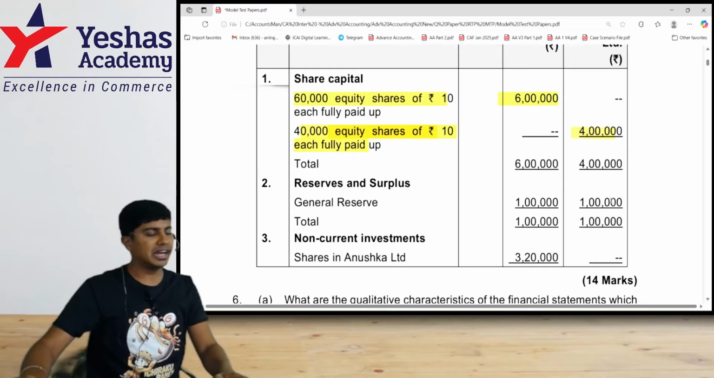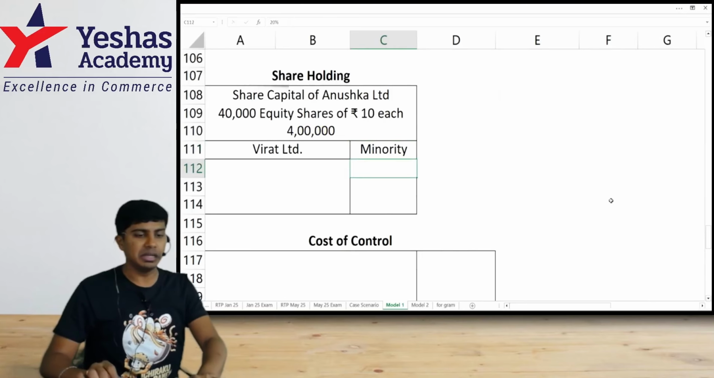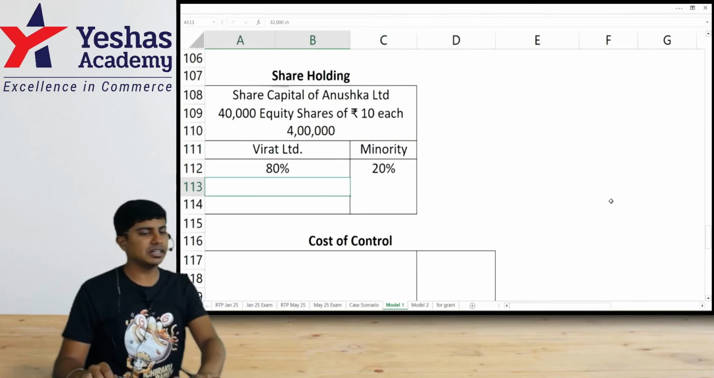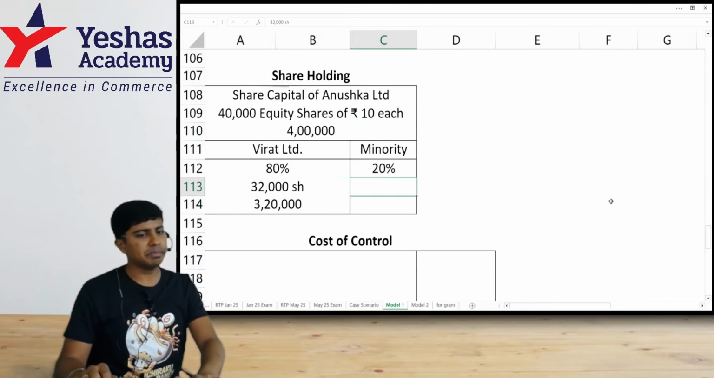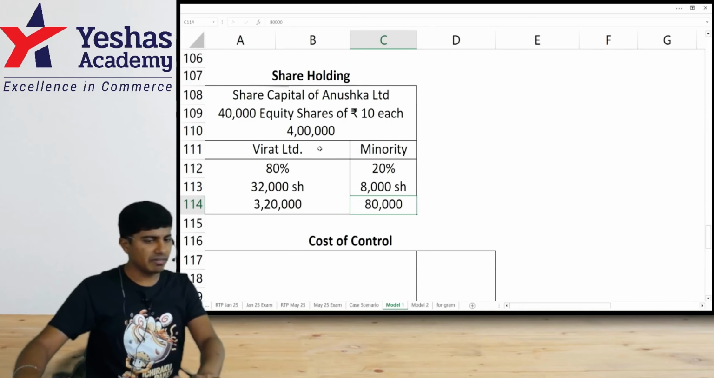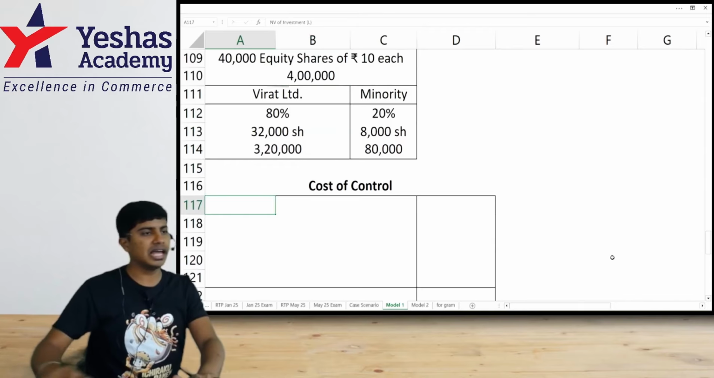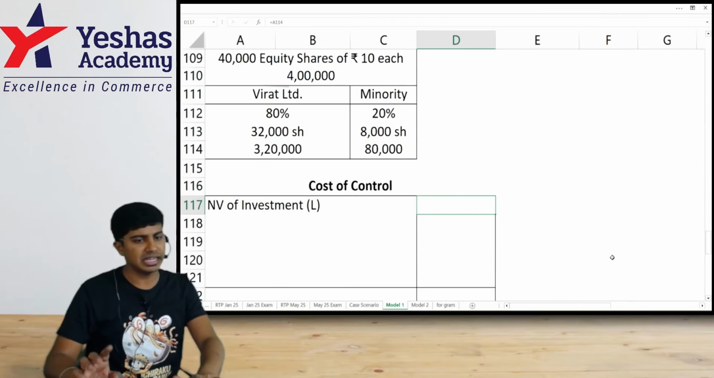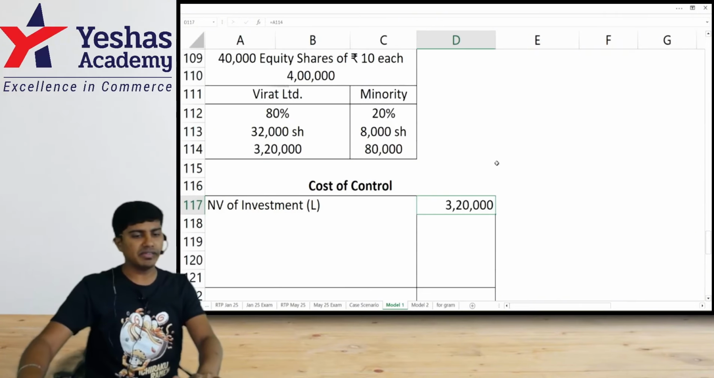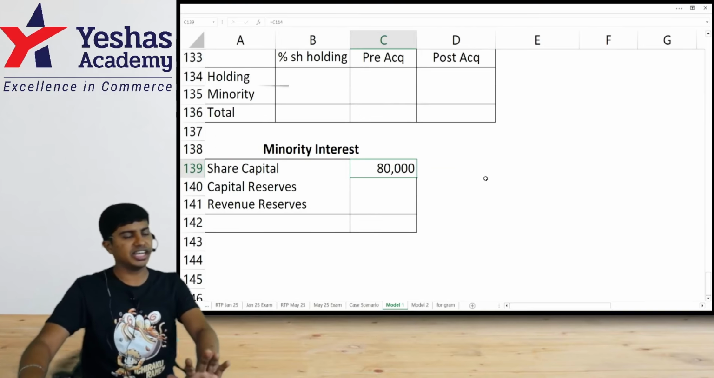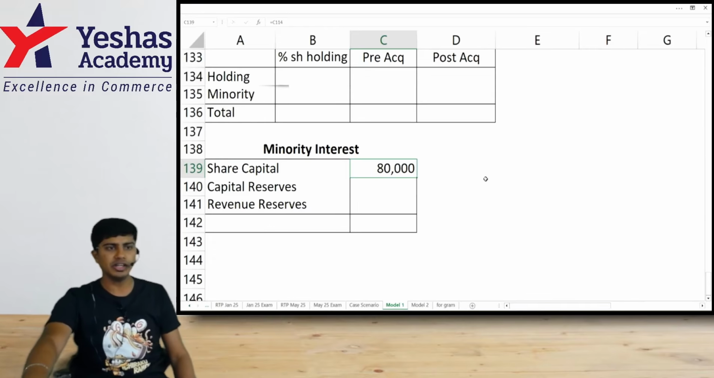We need to see how much Virat holds and how much the minority holds. Before we started reading the balance sheet, they told us Virat Limited holds 80%. So 80% is held by Virat, 20% by minority. 80% of 4 lakh is 3 lakh 20, which is 32,000 shares. 20% will be 8,000 shares, which is 80,000. This nominal value of share capital of Anushka, which is held by Virat, will come in the cost of control as nominal value of investment, 3 lakh 20. And whatever is held by minority, 80,000, will appear in minority interest as share capital, 80. I hope everybody got this.